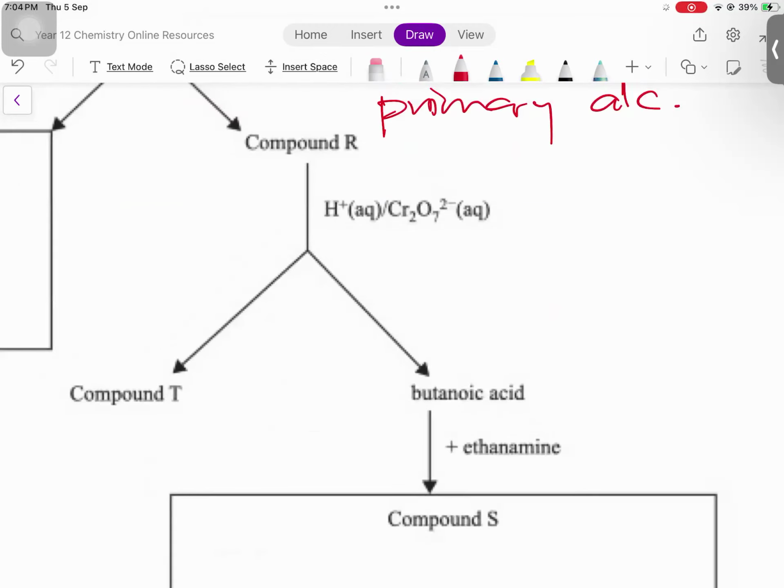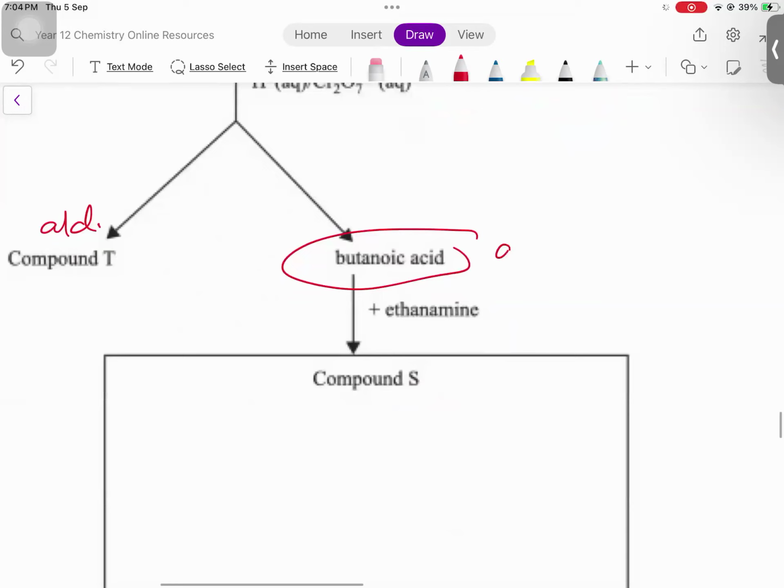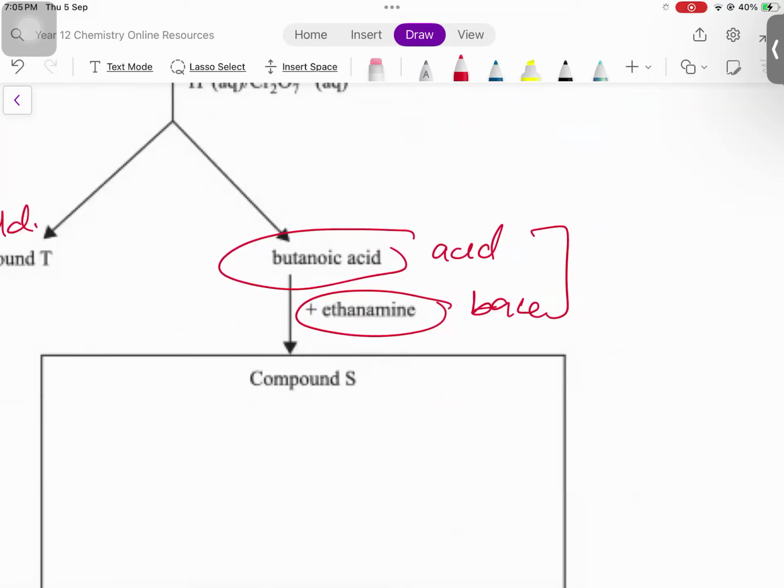And then compound R oxidizes, which is possible because we said secondary alcohols, if they oxidize, only make 1 product, which is your ketone. If it's a primary alcohol, what does it go to before it goes to your acid? An aldehyde. An aldehyde and then a carboxylic acid. So compound T must be the aldehyde, and then you get the butanoic acid. And then butanoic acid is an acid, ethanamine is a base. So this is an acid plus base turns into salt plus water equation. So compound S is your salt.